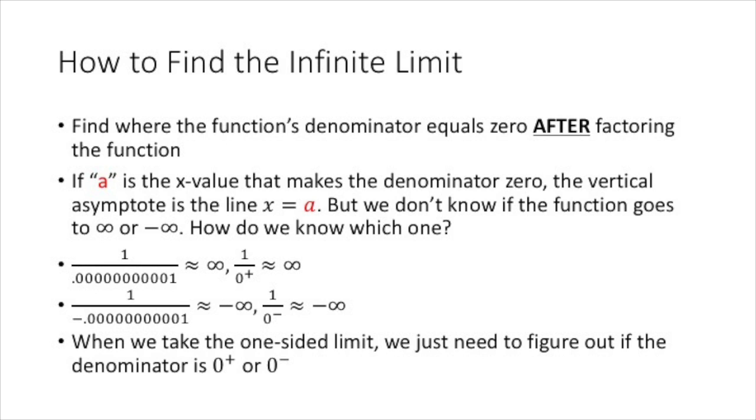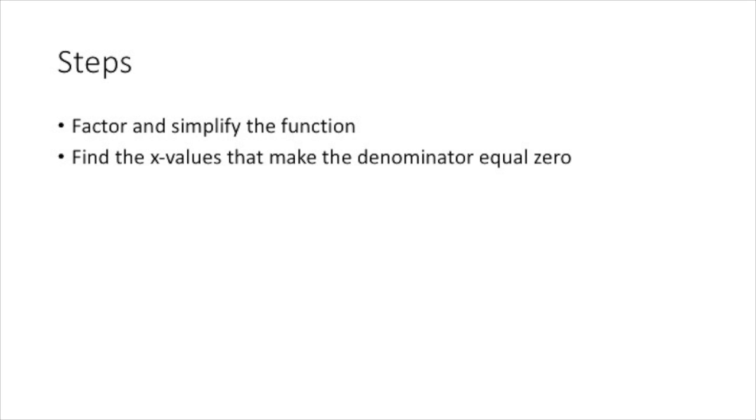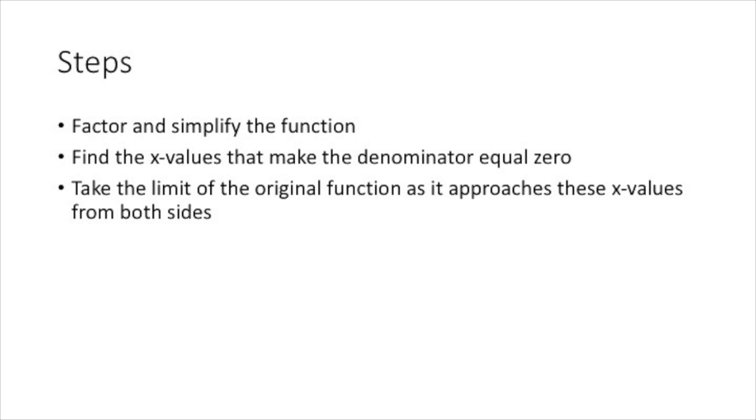When we take the one-sided limit, we just need to figure out if, when we plug in my a value, it makes my denominator a very small positive number or a very small negative number. That'll determine whether I'm approaching positive infinity or negative infinity. Now let's take a look at the steps. First, factor and simplify my function as much as you can. Next, we're going to find the x values that make the denominator equal to 0. Then we're going to take the limit of my original function as it approaches these x values, and we're going to have to do that from both sides, using one-sided limits.